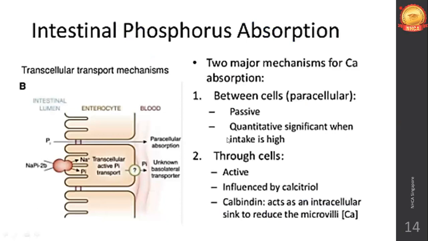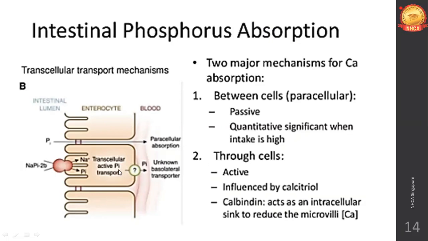Absorption, there are two ways of absorption. One is between the cells and one is through the cells. Between the cells, you can see here, passive. These are two cells of enterocyte, 1 and 2. There is a small space between these cells, through the extracellular fluid. Even without entering the enterocyte, the intestine cells, it can just go in between two cells and get into the blood circulation. That is one way. Between the cells, paracellular.